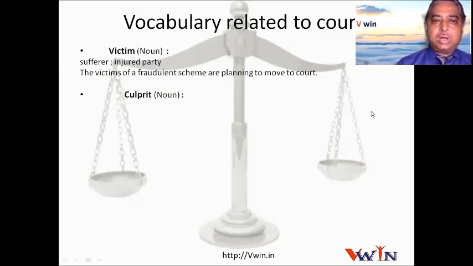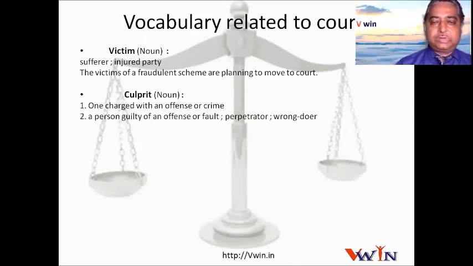Next one is culprit. Culprit is noun and it has two meanings. Someone who is charged with an offense or crime. It means there's a case against that person for a particular offense or crime. Or someone who is guilty of an offense or fault, also known as perpetrator, wrongdoer, or offender. So perpetrator means culprit or offender. When I say culprit, it means the second meaning of it, a person guilty of an offense or fault.